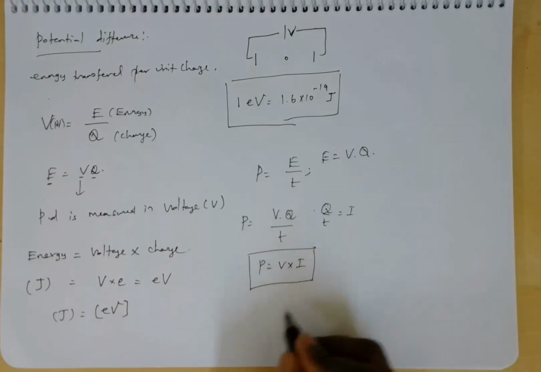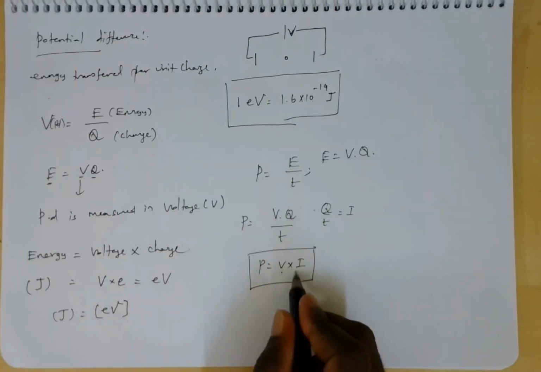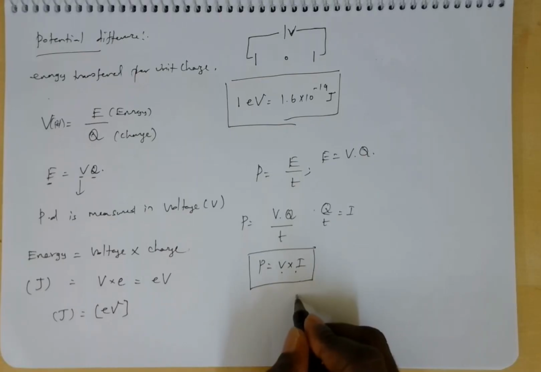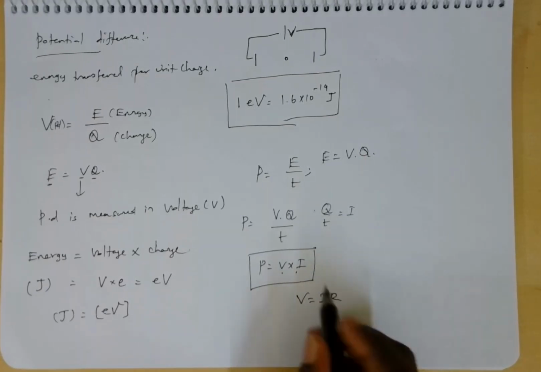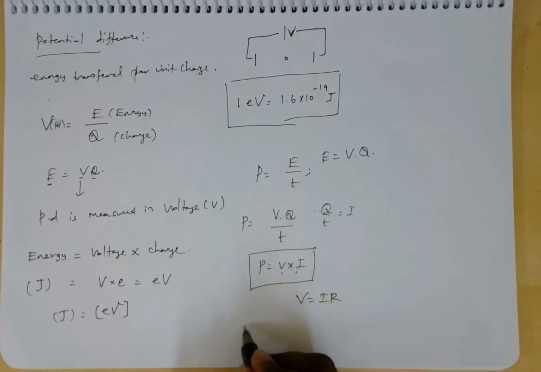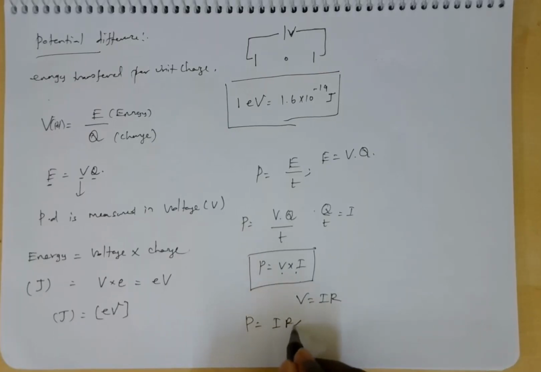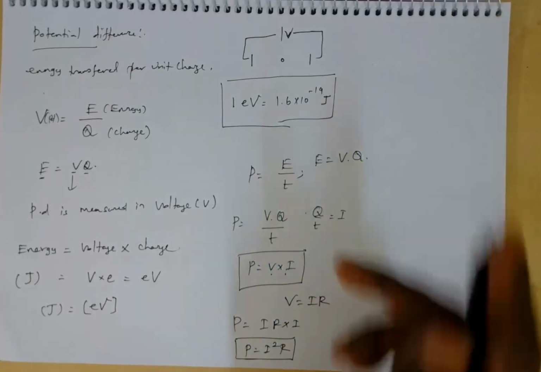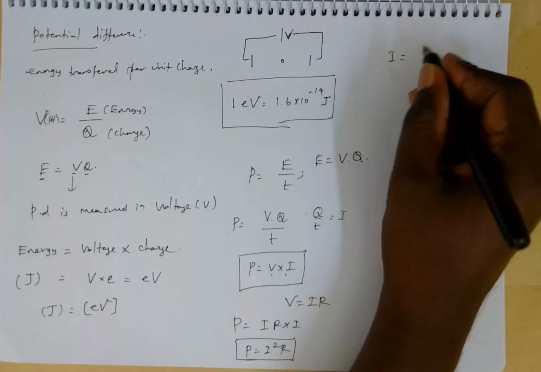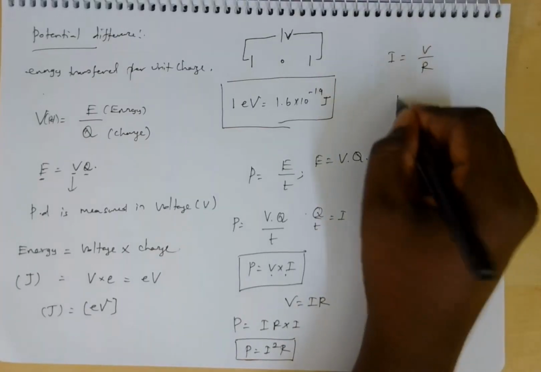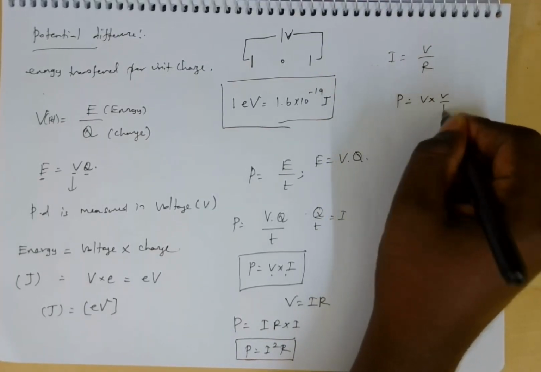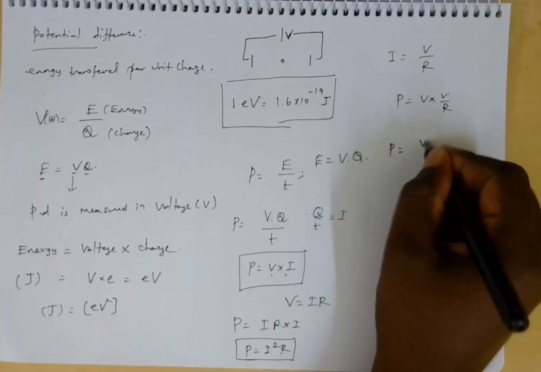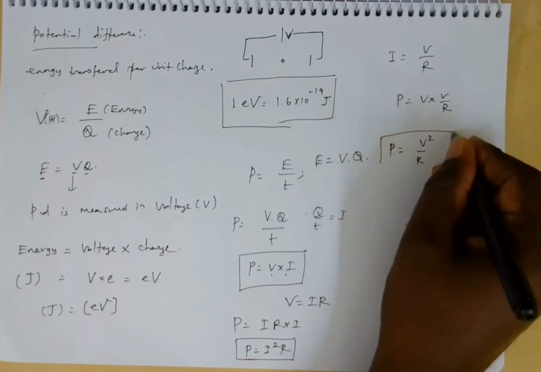Okay. And if I replace V with I, V equal to IR, then I put I into R into I. So I get I square R. This is also the same equation. From V equal to IR, if I take V divided by R, P equal to V into V divided by R. So P will be V square by R. This is also the same equation.